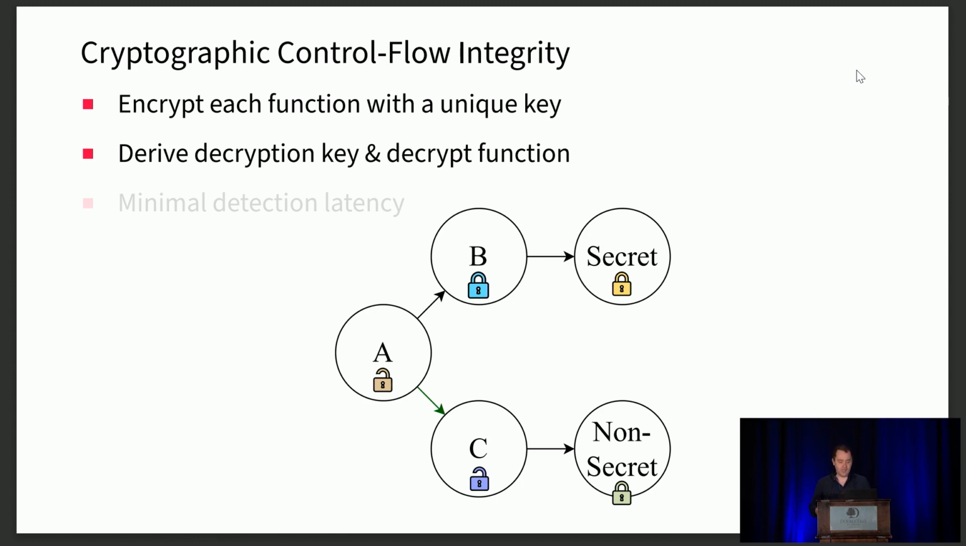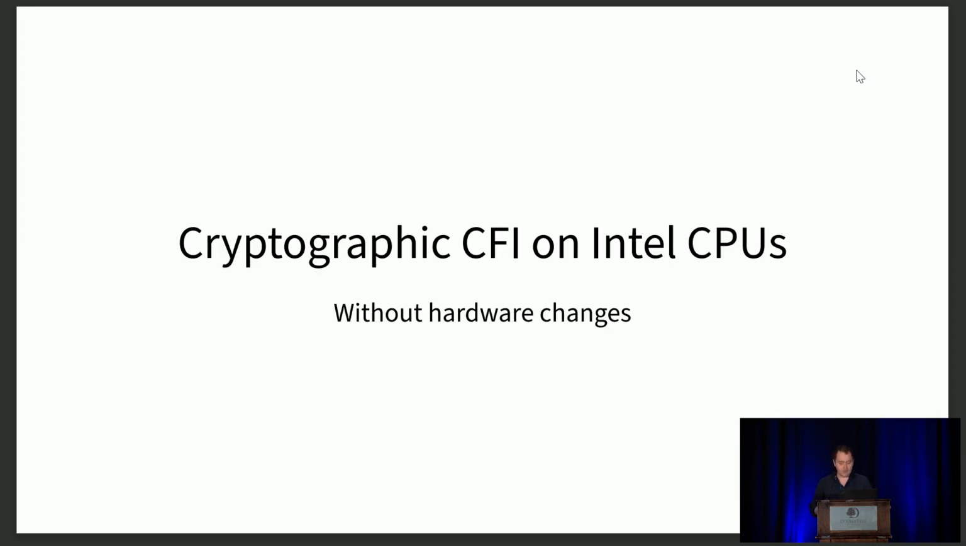The advantage here is that if we have a control flow hijack, as we have seen in this example from C to the secret function, we have a key mismatch, and with very high probability and with minimal detection latency, or even no detection latency, we can detect that something is going wrong. Another question is, how can we actually implement this on recent Intel CPUs without any hardware changes? We don't want to make any hardware changes. We want to use the hardware we have here.